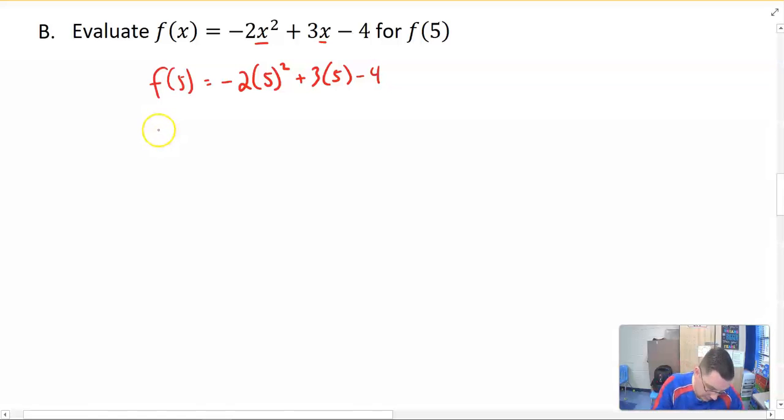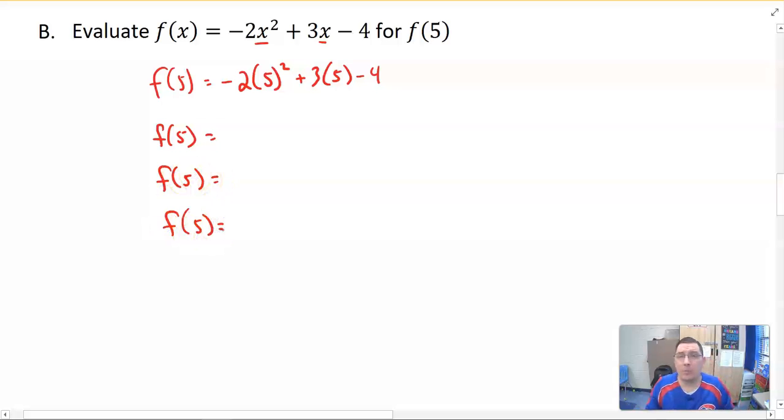Now again, like we talked about in the previous example, I can bring that f of 5 down in front on every line because I'm not going to move it, I'm not going to change it. This is not f times 5, don't think that. This is a notation that tells me I'm doing a function and I've put in 5 for x. I'm never going to touch that. Okay. So order of operations, I've got the exponent first, so negative 2 times 5 squared is 25 plus 3 times 5 minus the 4.